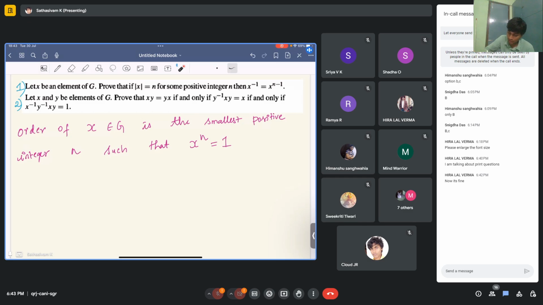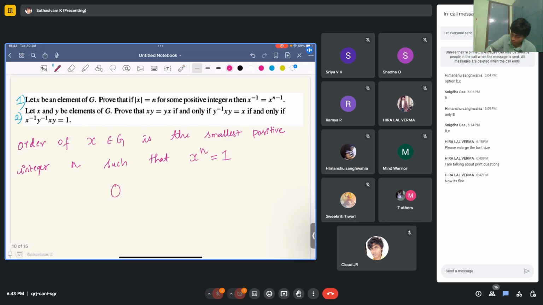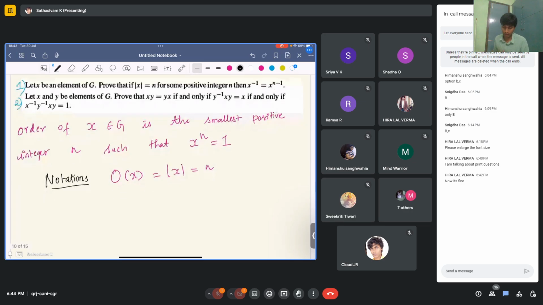So the question says that the order is n. Usually people write the order of x is n, or there are other notations like o(x) or |x|, which is also equal to n. So these are notations. Now the question says the following. We know that the order is finite, so there's some positive integer. Now we want to say x inverse is x to the power n minus 1.